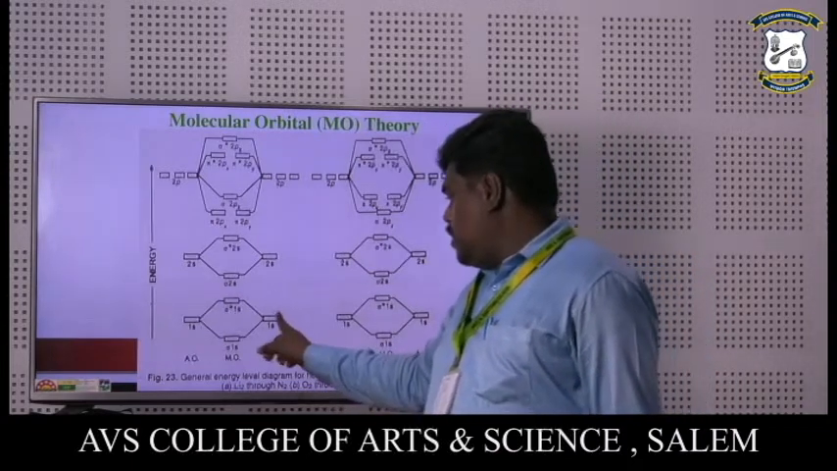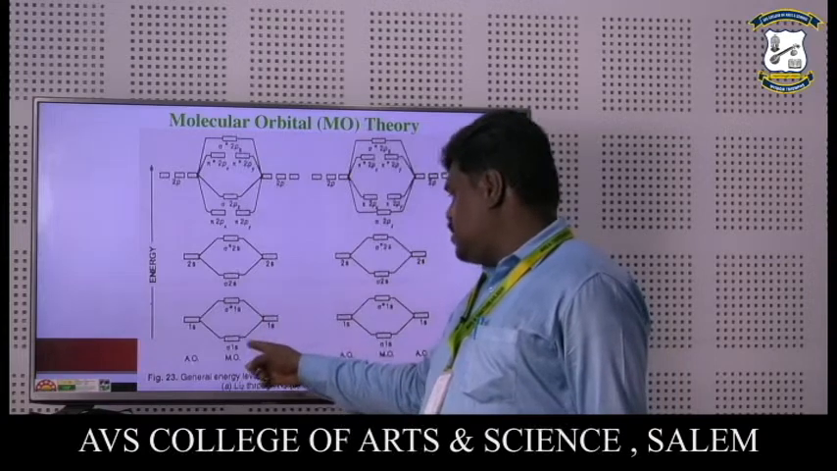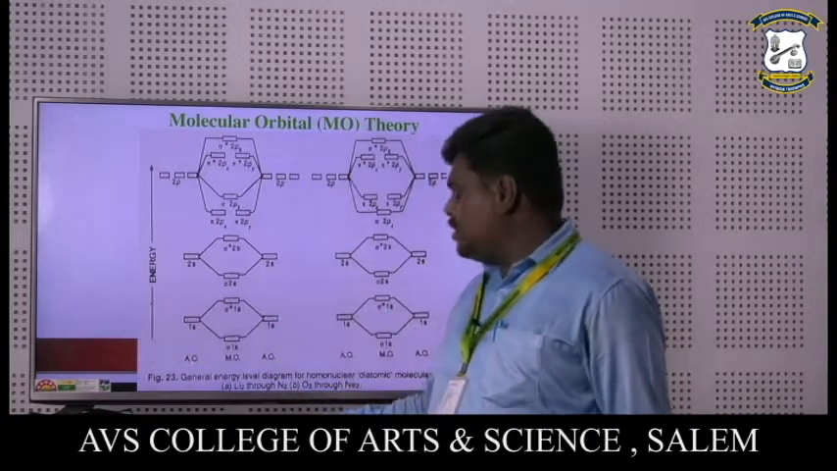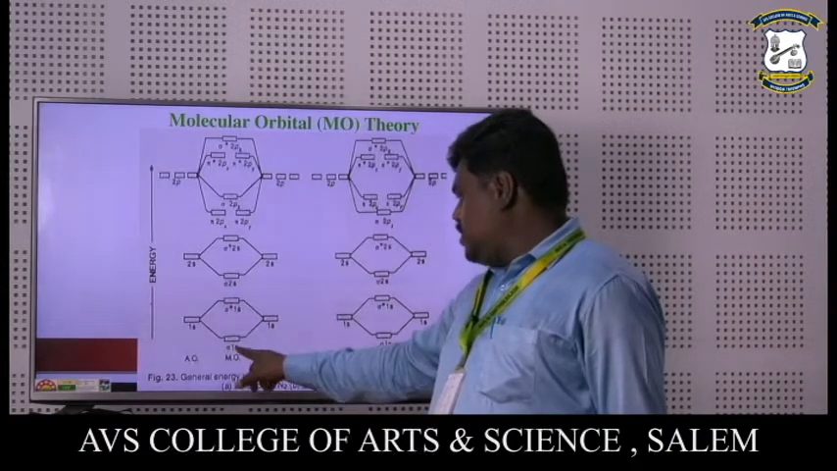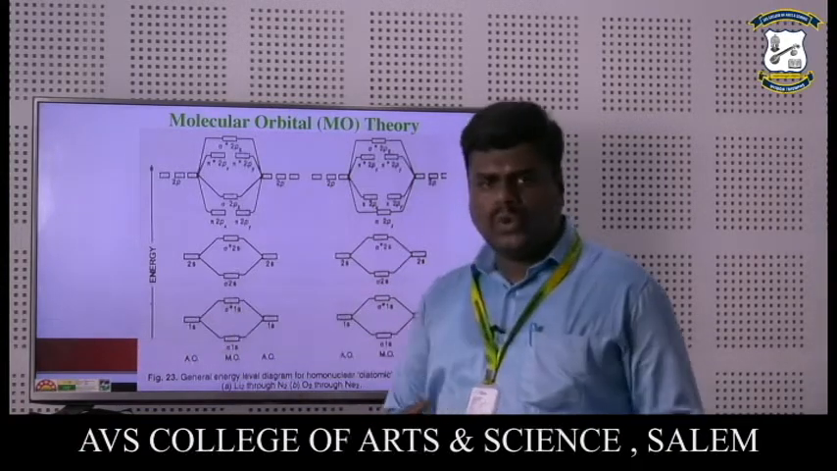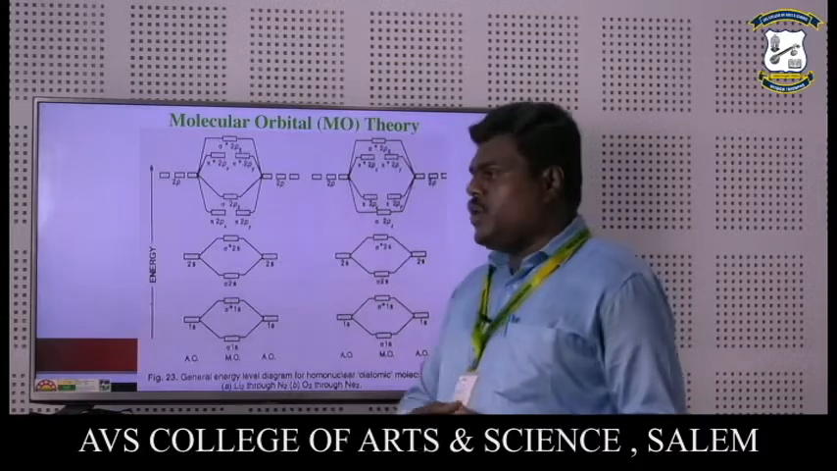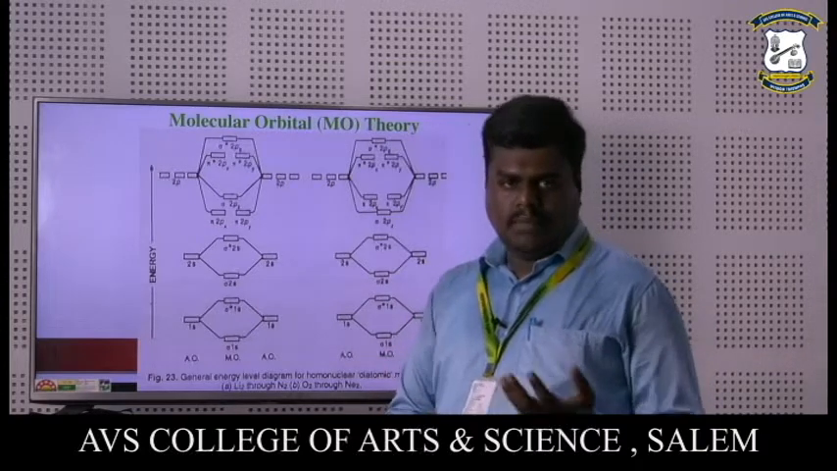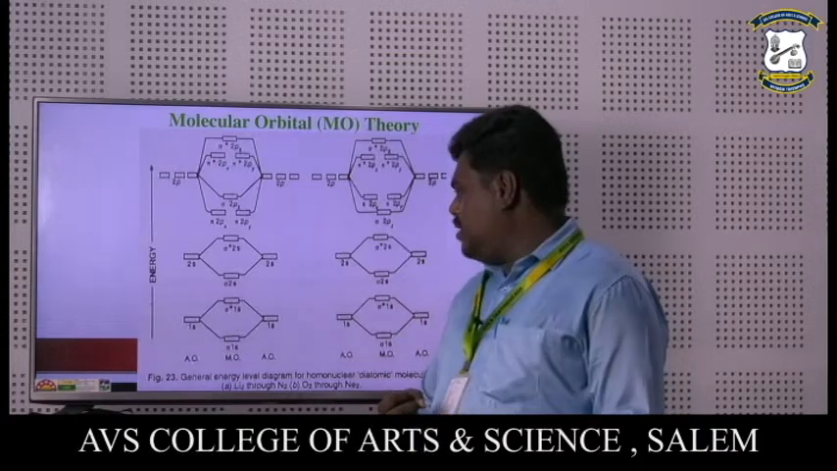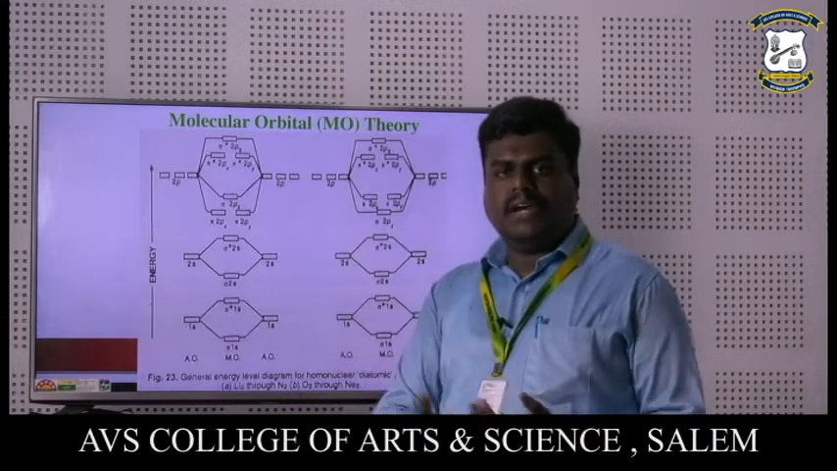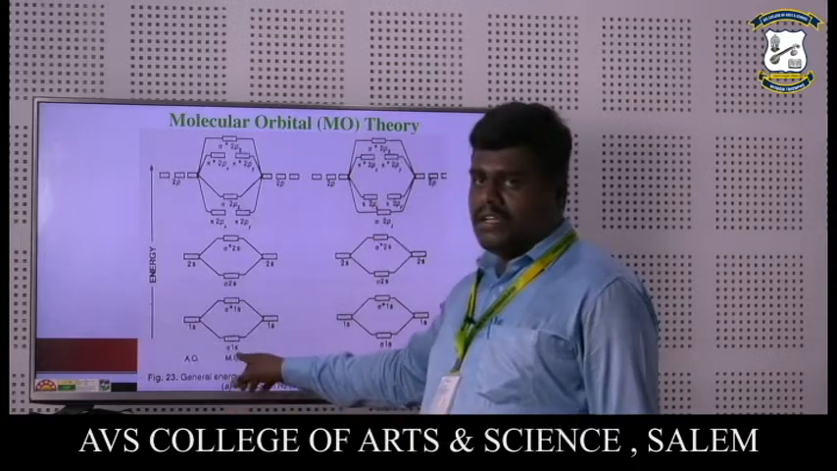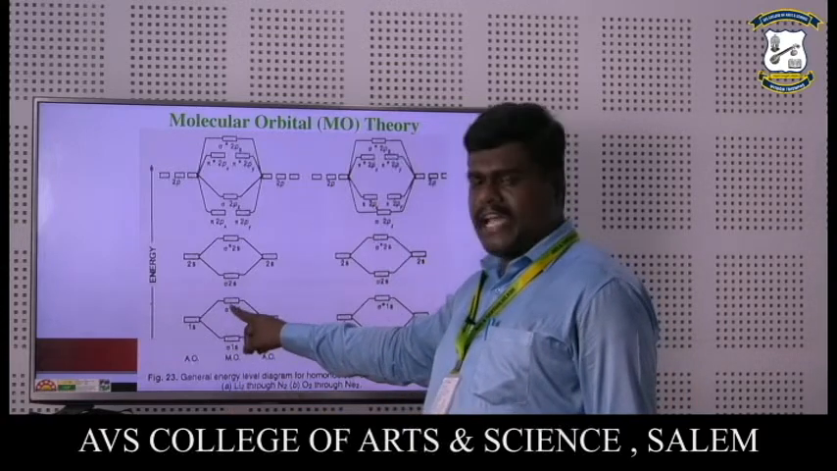In this example, the 1s orbital and 1s orbital of two atoms combine to form sigma 1s and sigma star 1s. How is a sigma bond formed? Head-on overlap of two orbitals, whether s orbital or p orbital, or s with p orbital, forms sigma orbitals. So, the bonding molecular orbital is sigma, and the anti-bonding molecular orbital is sigma star.